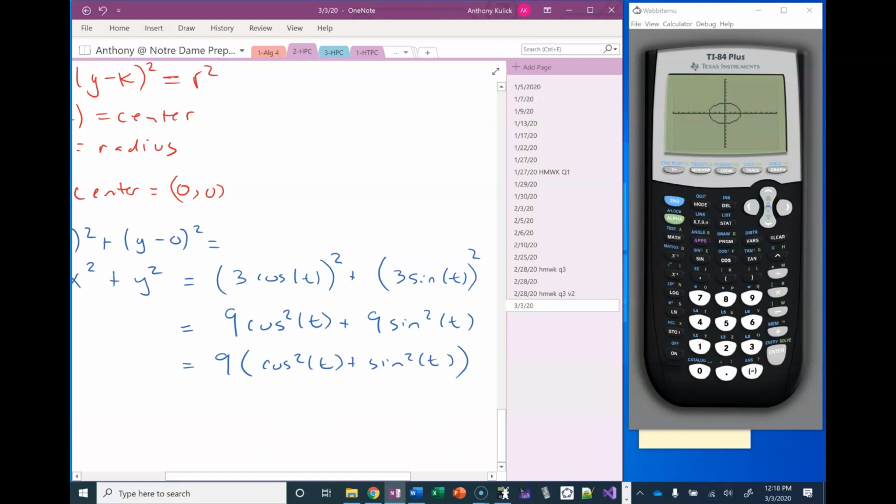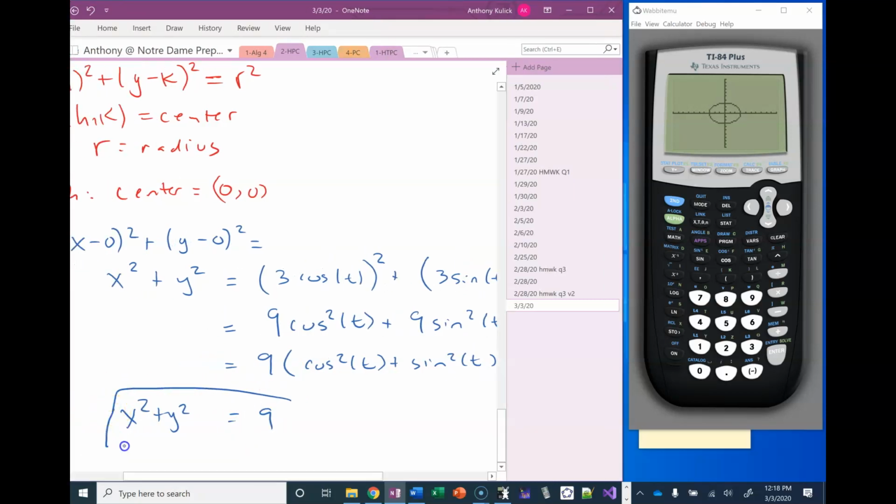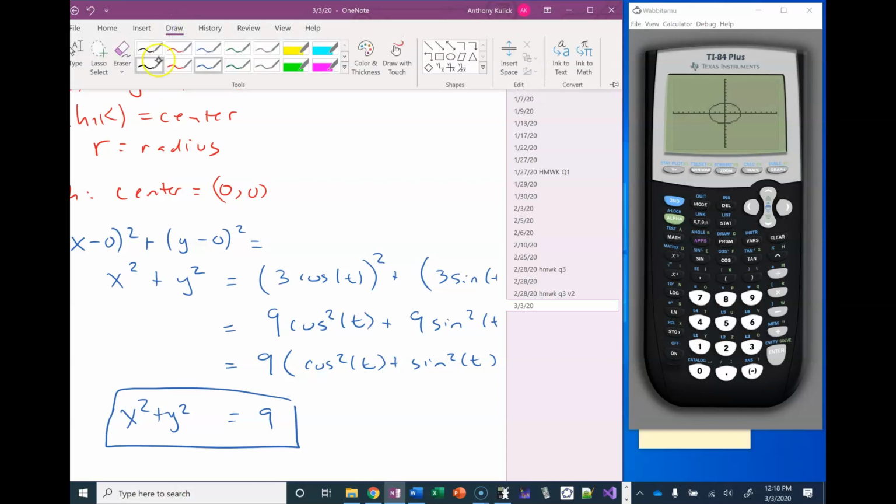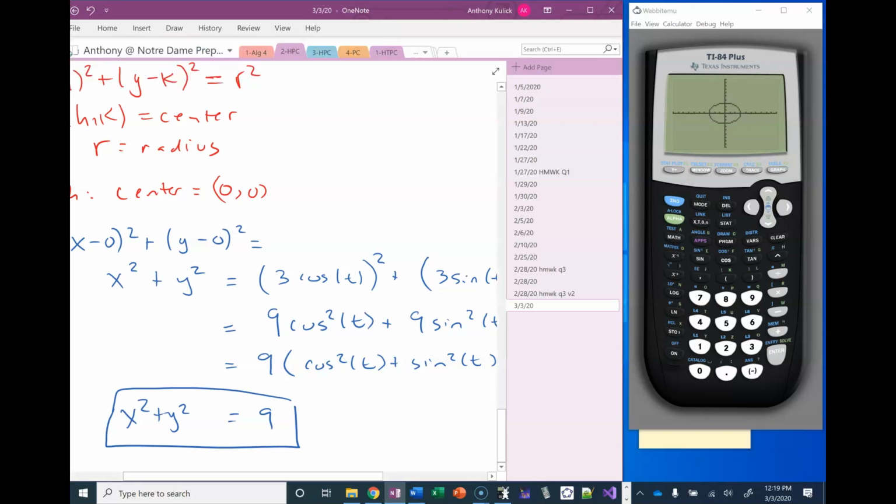Does anybody recognize something here? Yeah, very good, Bridge. Cosine squared plus sine squared is 1. So we're left then with x squared plus y squared is equal to 9.